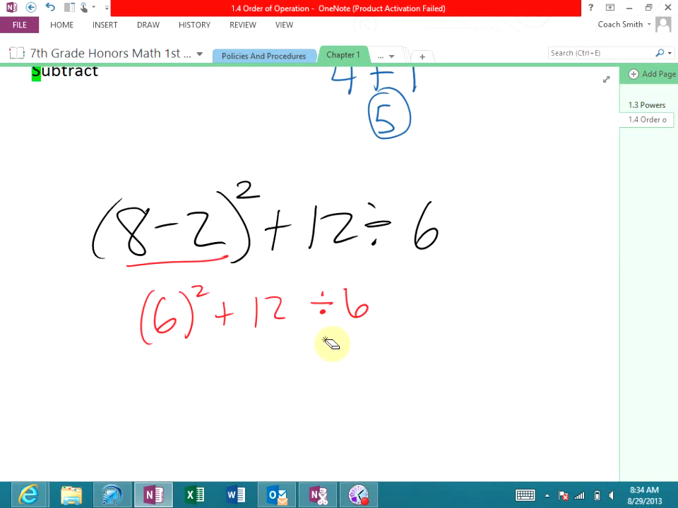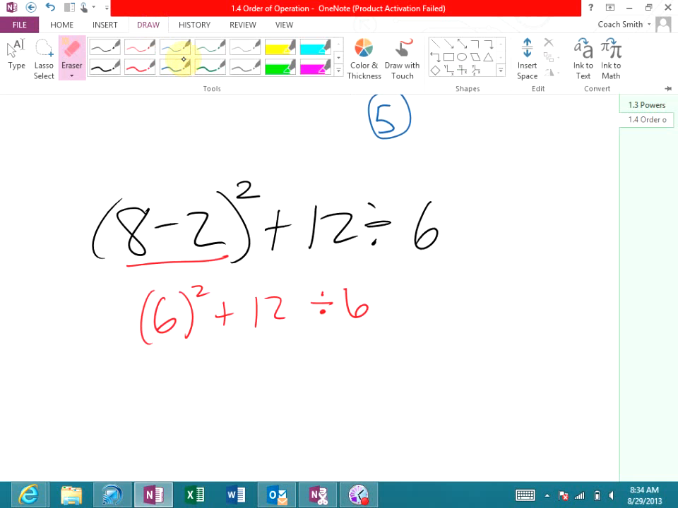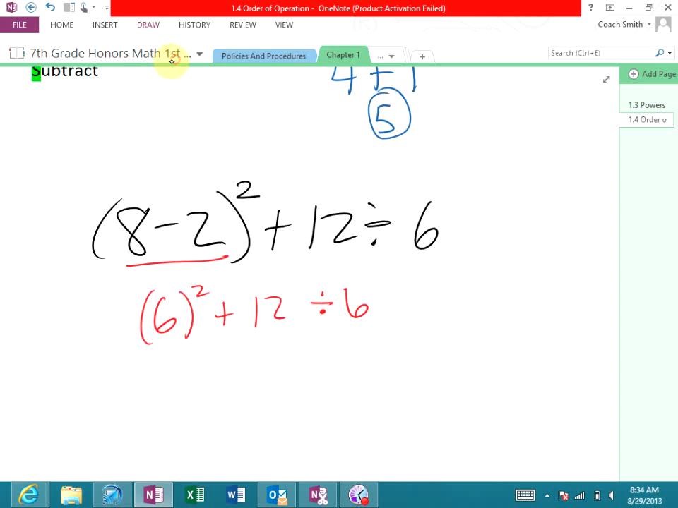Now, what do I do next? Tristan? The exponent, which means I'm going to do what? You're going to take the 6 from the 8 minus 2 and then apply the exponent from the outside. Okay. So we're going to do this right here. That right there is 6 times 6, which is 36, plus 12 divided by 6.